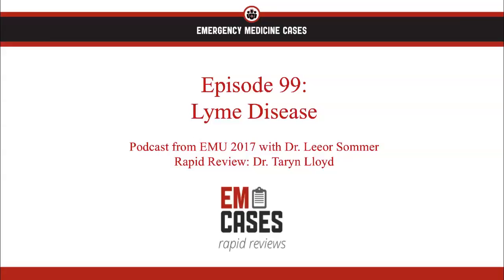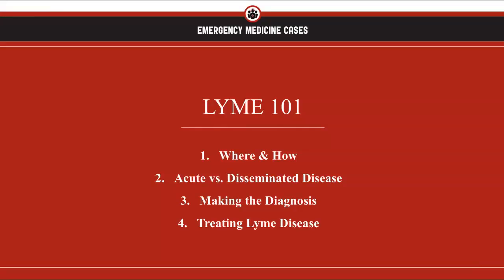The reason why I want to highlight it today is because early diagnosis is key to preventing disseminated Lyme disease, and treatment of acute Lyme disease is very effective. Alright, so Lyme disease 101. Here we're going to cover the where and how of Lyme disease, acute versus disseminated disease, how to make the diagnosis, and finally we'll cover how to treat Lyme disease, including the role of prophylaxis.